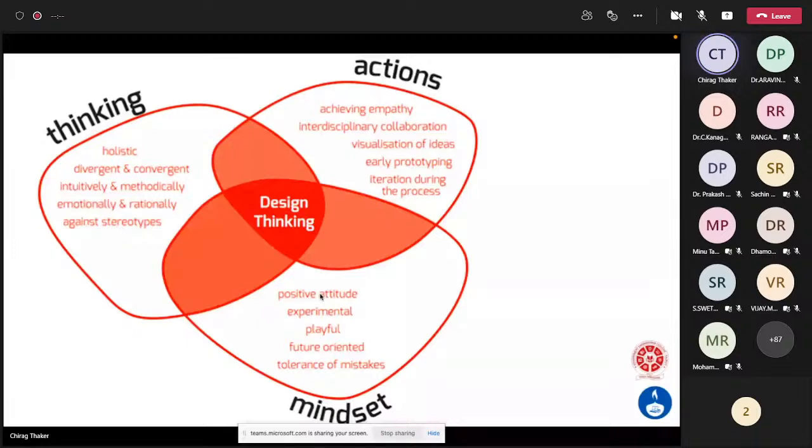In mindset, people who are part of this design thinking process, their mindset needs to be experimental, playful in nature. They should have a positive attitude, they should be future oriented, and they should have tolerance of mistakes. They should be able to withstand errors and mistakes.